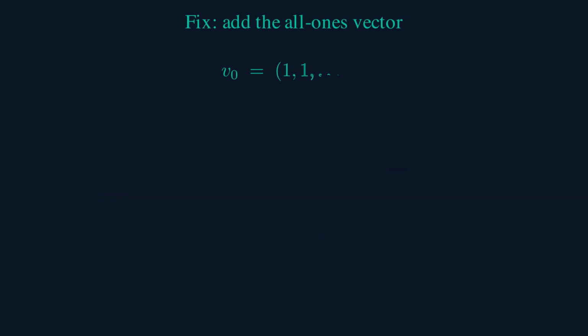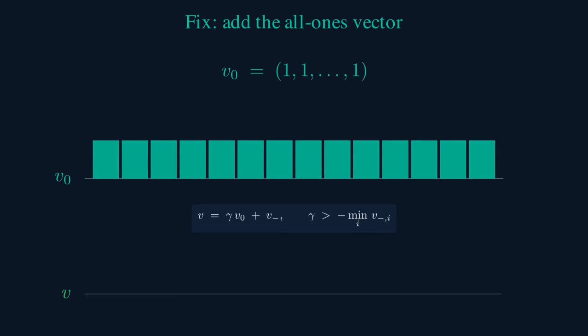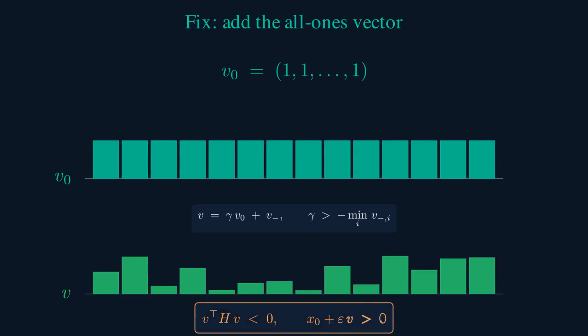Here is the plateau's gift. Call v0 the all ones vector. Along v0, S is constant at n over 2, so v0 is a null eigenvector of the Hessian. Take v equal to gamma times v0 plus v_minus, with gamma large enough that every coordinate is strictly positive. The null direction contributes nothing to the Hessian quadratic form, so v still descends. And every coordinate is now positive, a feasible descent direction.